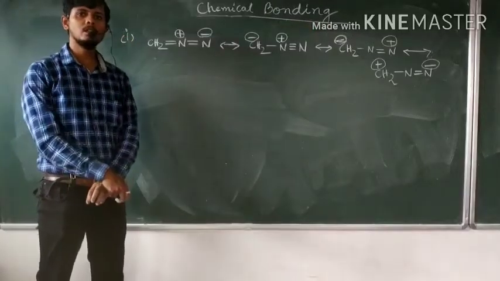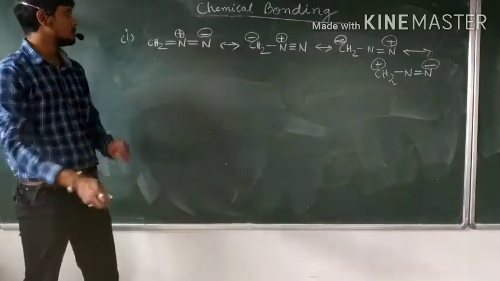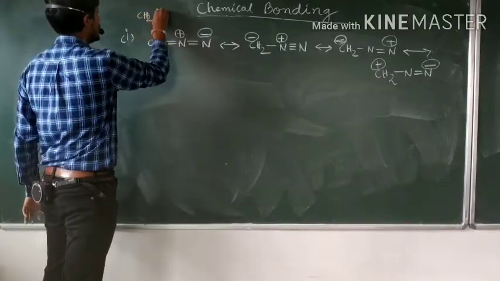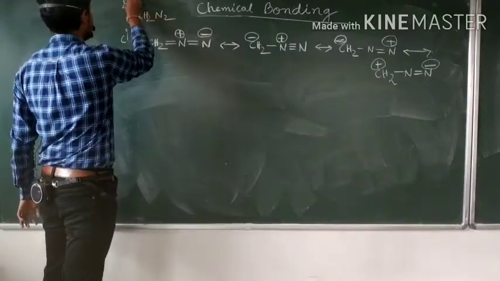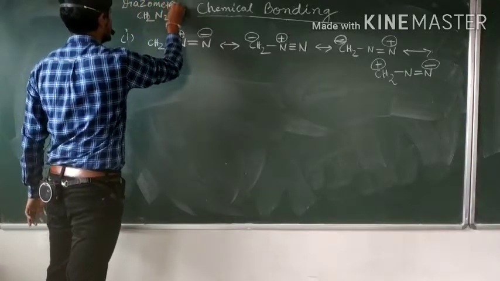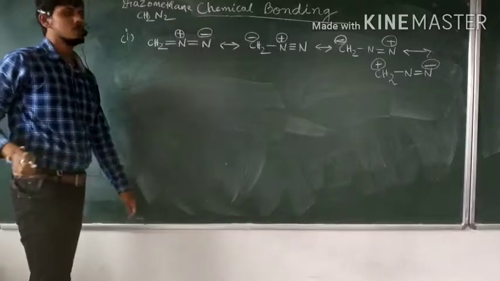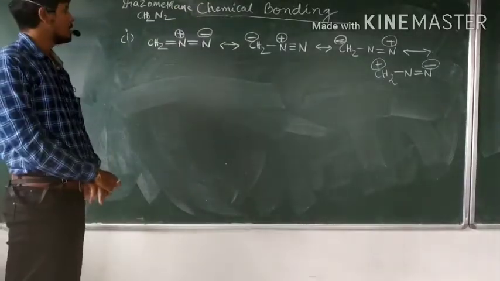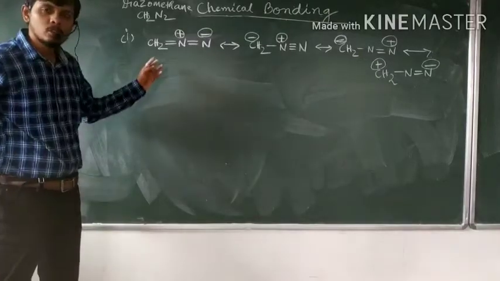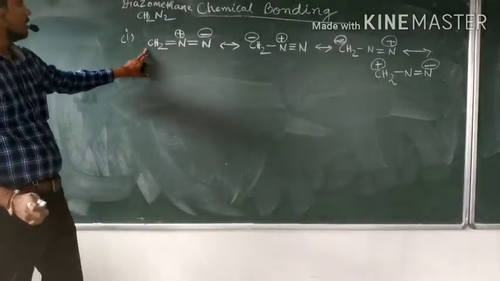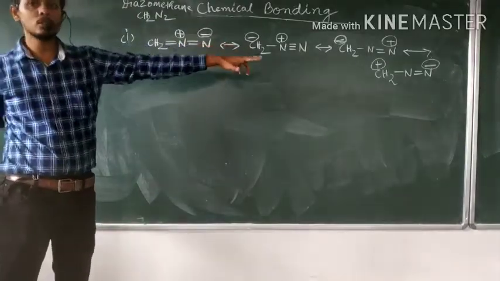Let's see the third example. This compound is CH2N2, also known as diazomethane. Diazomethane is also a source of carbene. These are the 4 resonating structures of diazomethane.